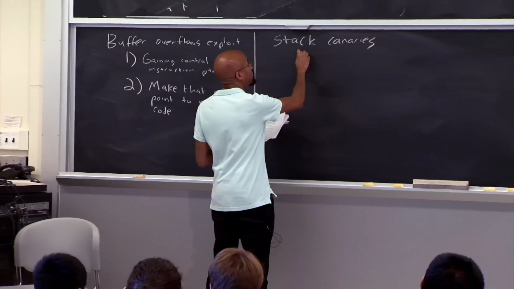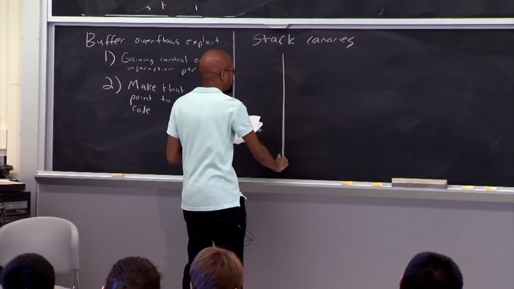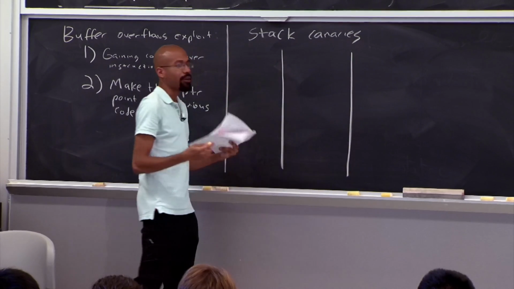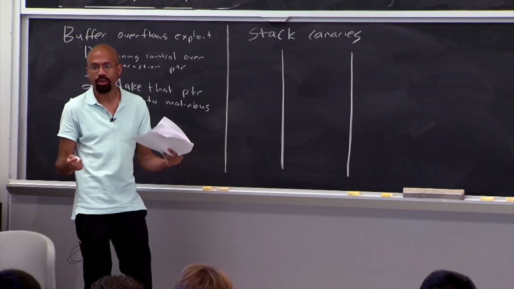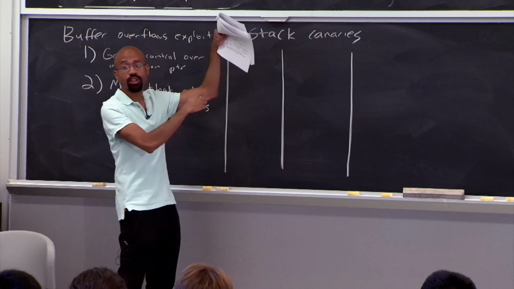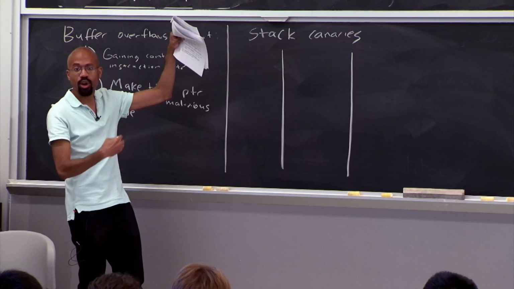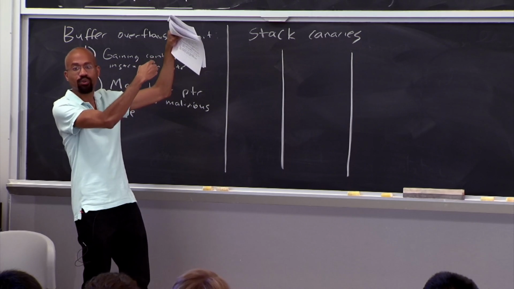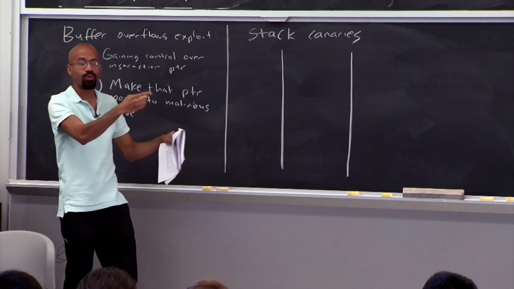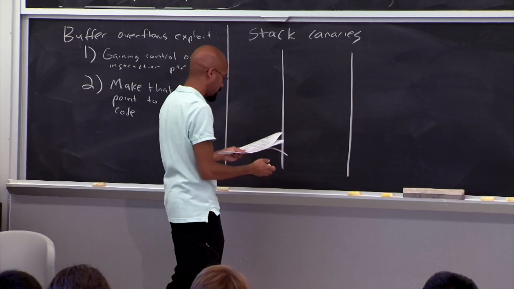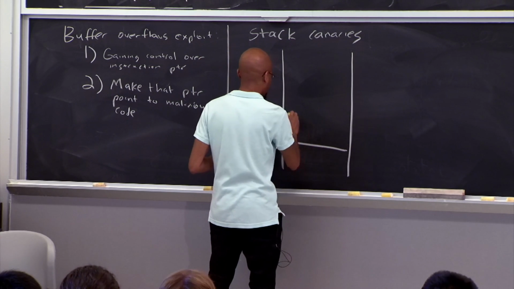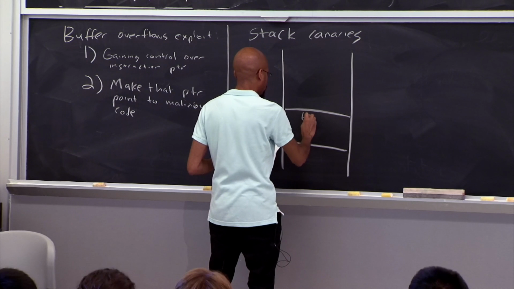So let's return to our stack diagram. Essentially, we have to think of it as a magic value, a canary, in front of the return address, such that any overflow would have to hit the canary first and then hit the return address. And if we can check that canary before we return from the function, then we can detect the evil. So let's say that, once again, we've got the buffer here.